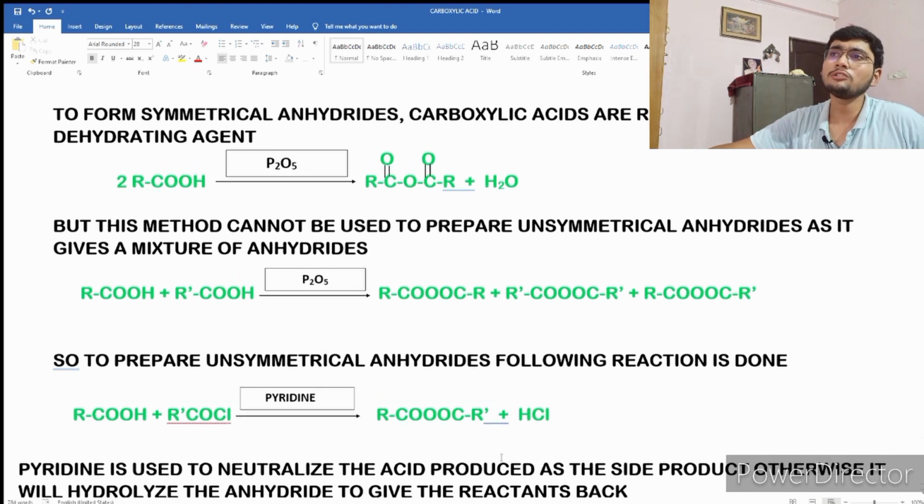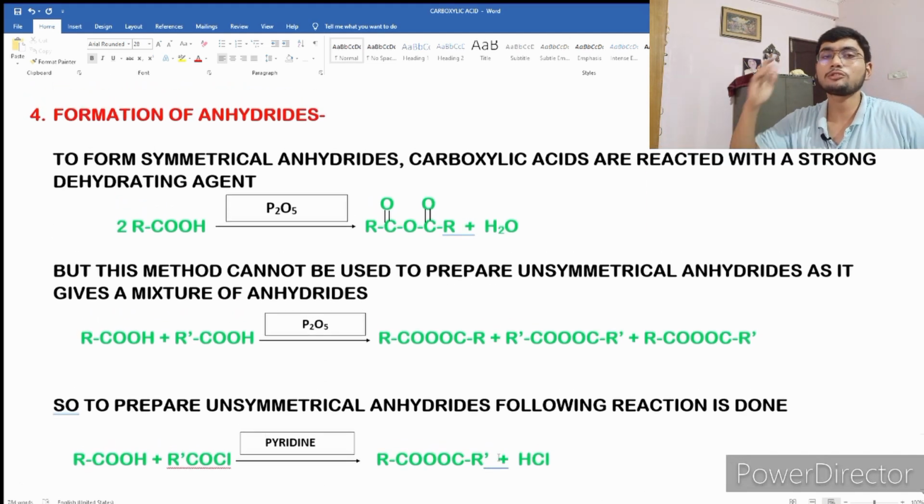So basically this is how you can prepare the different types of functional derivatives of carboxylic acid.